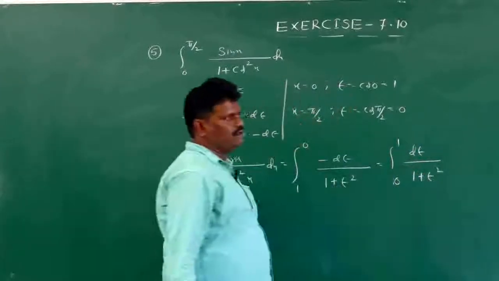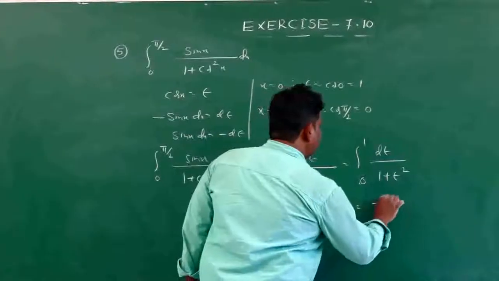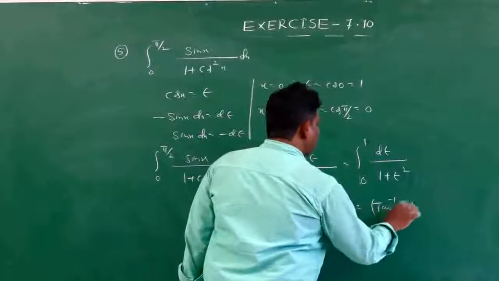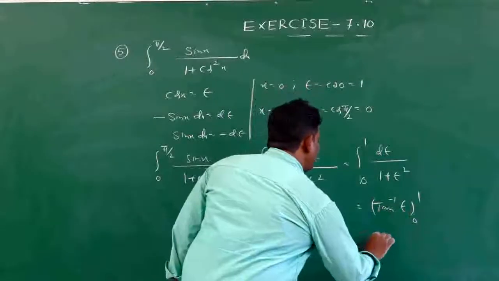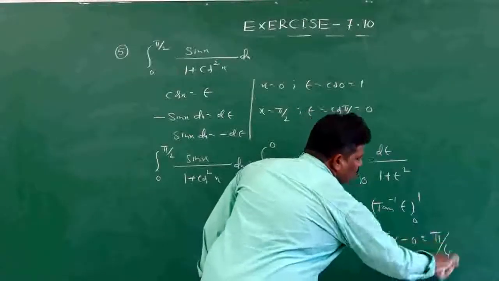Then the negative becomes positive: 1/(1 + t²). Now what is the formula for this? That is tan⁻¹ t, from 0 to 1. So tan⁻¹ 1 is pi/4, minus 0, which is equal to pi/4.